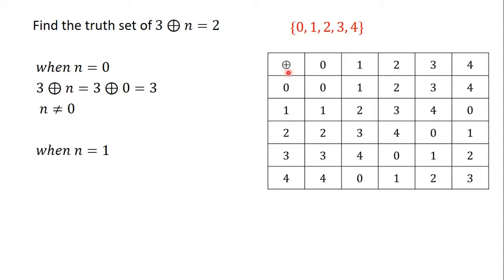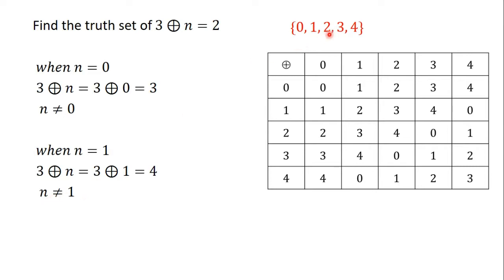Let's move on to the next number in the set, which is 1. So when n is equal to 1, 3 plus n will become 3 plus 1. From the table, 3 plus 1 will give us 4. We know that from our equation, 3 plus n is equal to 2. But when n is equal to 1, 3 plus 1 will give us 4. That means that n is not 1, because if n is 1, 3 plus 1 should give us 2. From the table, 3 plus 1 is equal to 4, not 2. So n is not equal to 1.